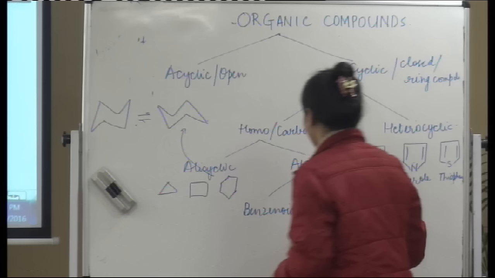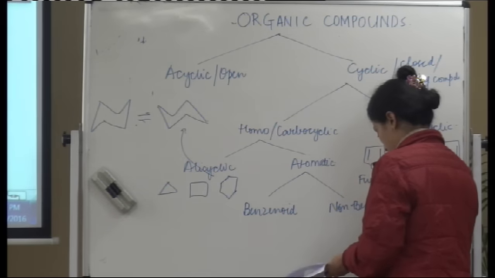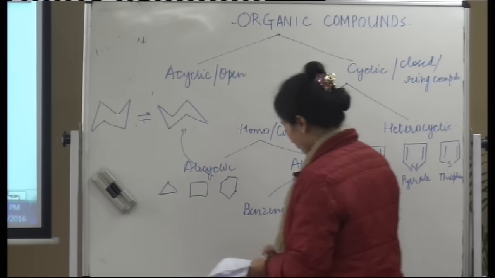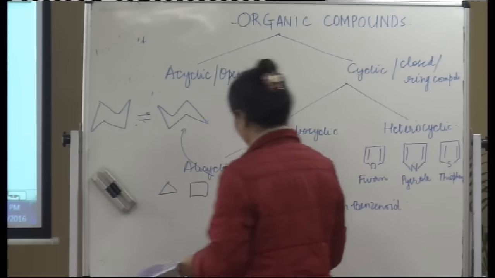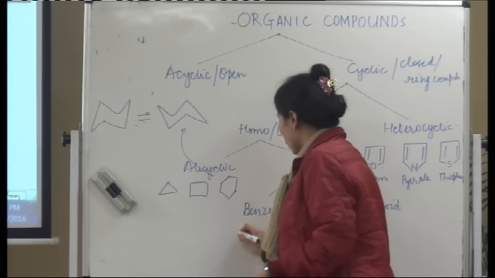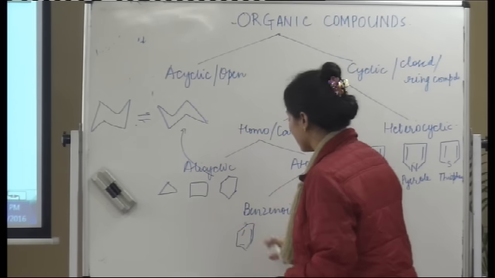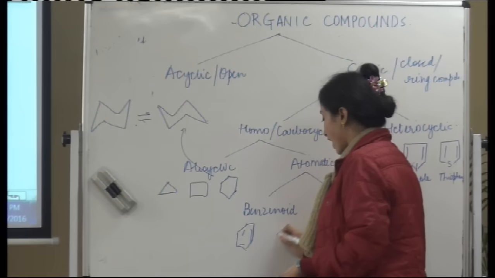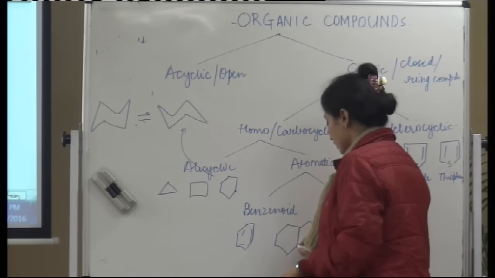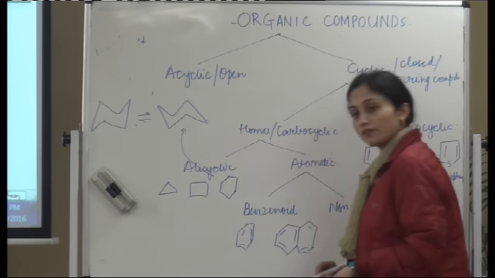Either they will be benzenoid or non-benzenoid. Now if you talk about the benzenoid, then in that case you can talk about any kind of structure which has a benzene. So in this, of course, benzene will be forming a benzenoid kind of aromatic compound. Then you can also have naphthalene. All these are benzenoid kind of structures.